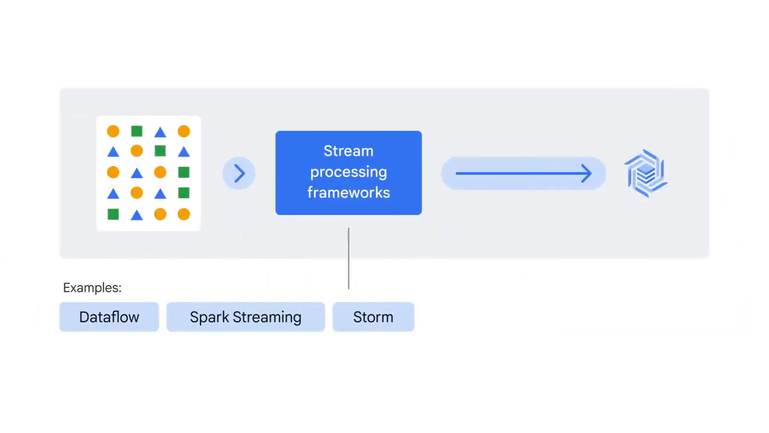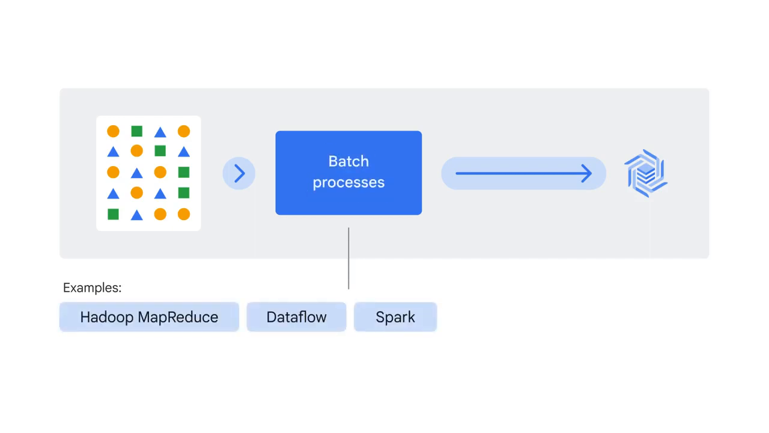Data can also be streamed in through a variety of popular stream processing frameworks like Dataflow Streaming, Spark Streaming, and Storm. And if streaming is not an option, data can also be read from and written to Cloud Bigtable through batch processes like Hadoop MapReduce, Dataflow, or Spark. Often, summarized or newly calculated data is written back to Cloud Bigtable or to a downstream database.